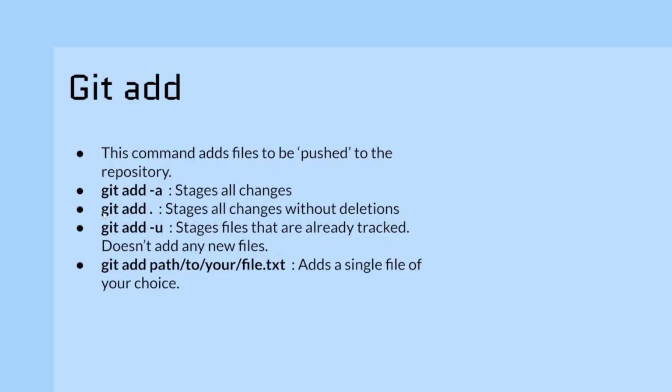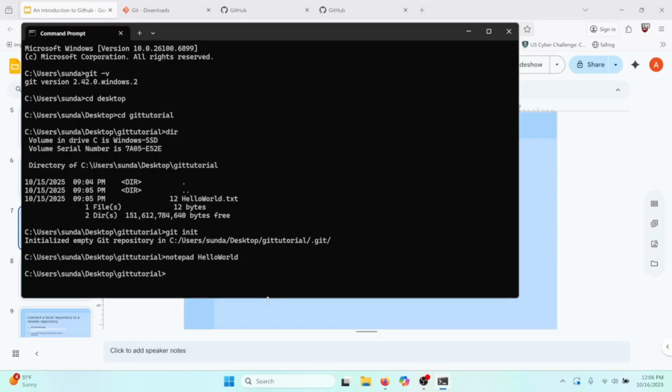There's this dot. So this dot is shorthand for just staging all changes but without deletion. So if you deleted a file, this git add . won't track that deletion. So this git add -u only stages files that Git is already tracking. So if you did a git add -A before and we added that hello world file, and then we added a new file called goodbye world, and we did git add -u, it would not add that untracked new file. And then you can just do git add and a path to a single file. So that way you can add only one file if you just want to add one thing instead of everything at once. So what I'm going to do is I'm just going to do git add dot.